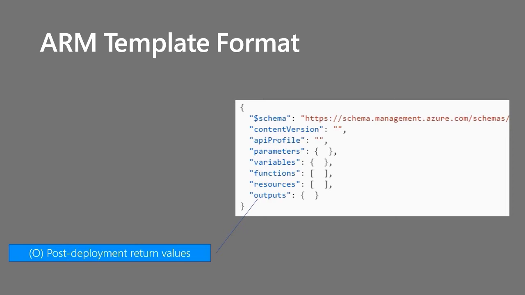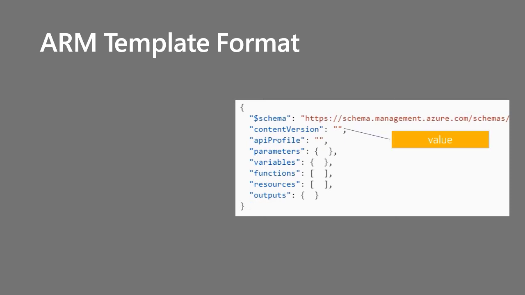There's lots of good proven practices with ARM template development that I'll sprinkle into this training. For instance, commenting your code. Output values can be a useful check to make sure that the deployment has completed successfully and can give you useful data that you might need to pass on to another process.